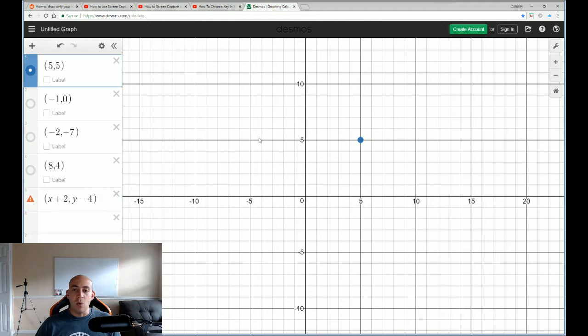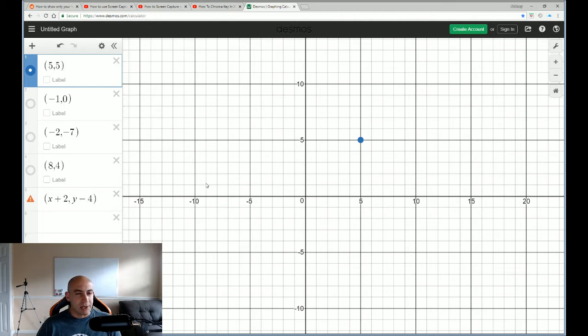Now, the two most important ways that you might see a translation are, number one, actual directions: 4 units up, 3 units left, 5 units to the right, 6 units down. The second way is in the form of x plus or minus a number and y plus or minus another number. Basically, you take the x value and add 2 to it, and whatever the y value started as, you subtract 4 from that as well.